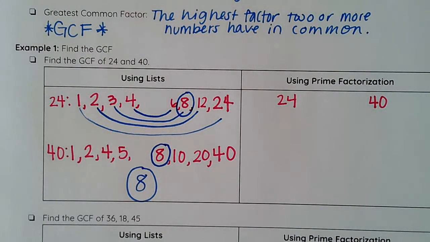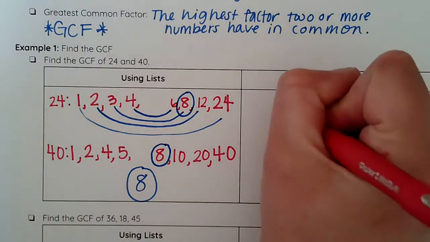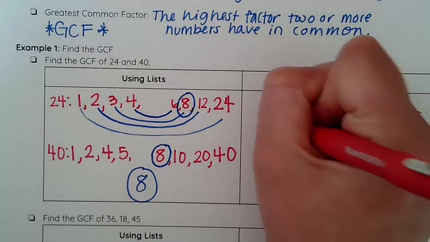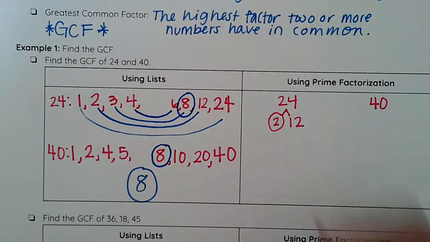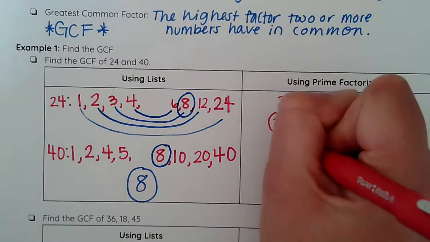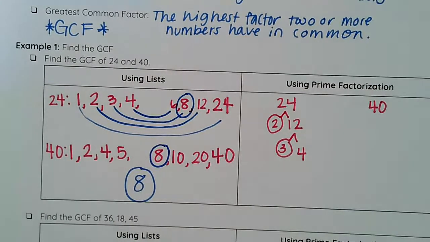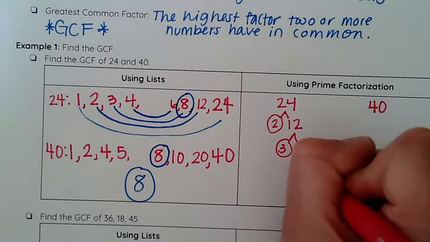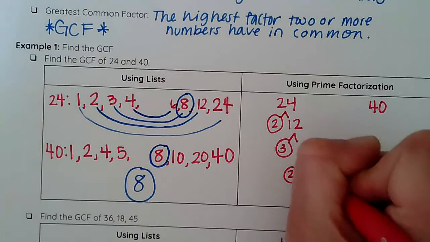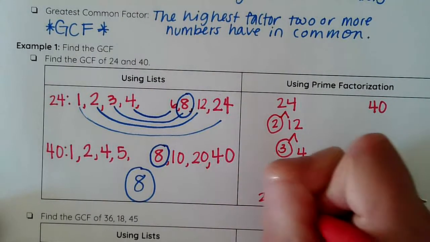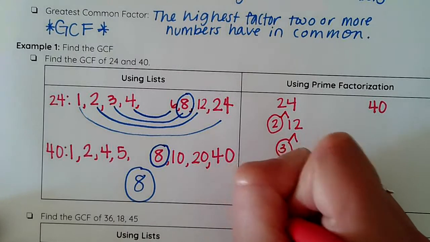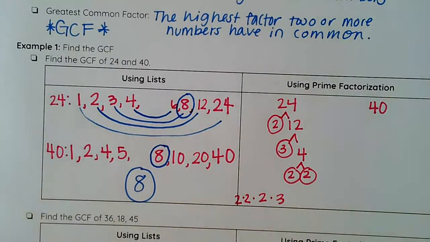Prime factorization to find GCF is slightly different. Let's try. We start by just doing our prime factorization. So I start with my primes, 2 times 12. 12 can be broken down into 3 and 4. 4 can be broken down into 2 and 2. So here we've got 2 times 2 times 3.